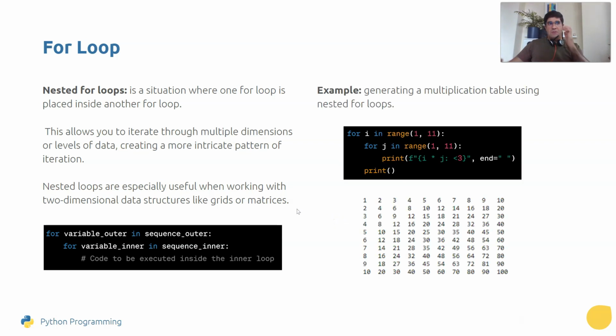Let's see an example to understand the whole concept better. Generating a multiplication table using a nested for loop.